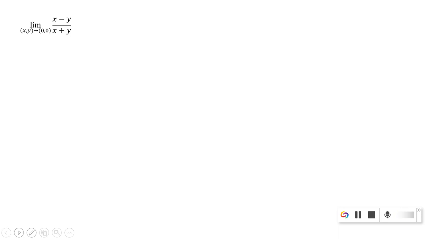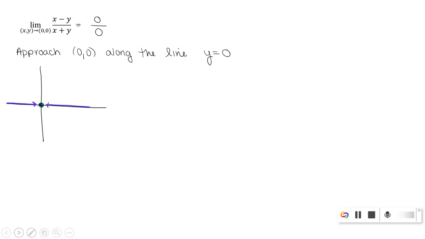One more example. The limit as (x, y) goes to (0, 0) of (x minus y) over (x plus y). If we plug the values in, we do get 0 over 0. That's our indeterminate form. In this particular case, there's not really a ton of algebra I can see to do here. So instead, I'm going to see what happens as I approach this point from several different directions for this function. What do I mean by that?